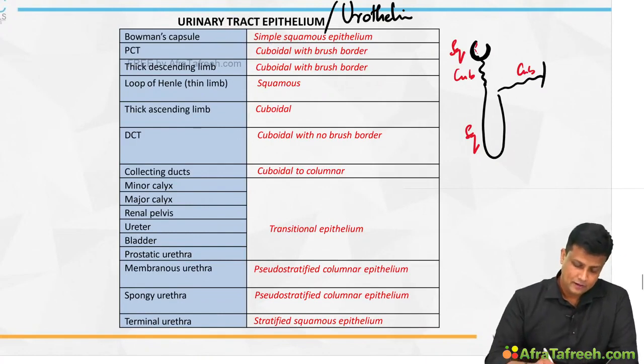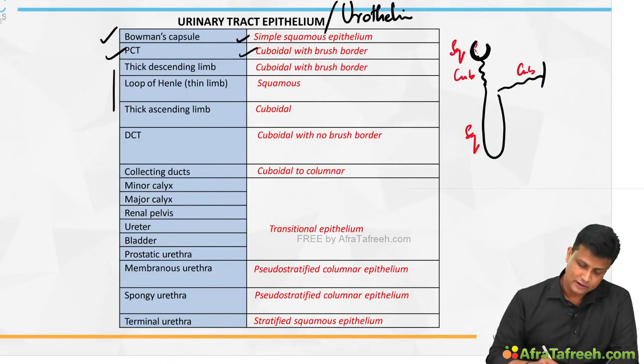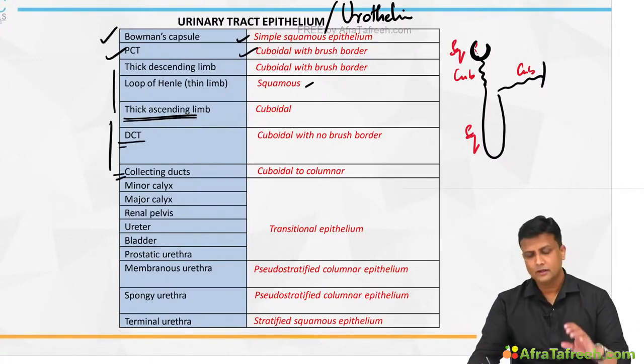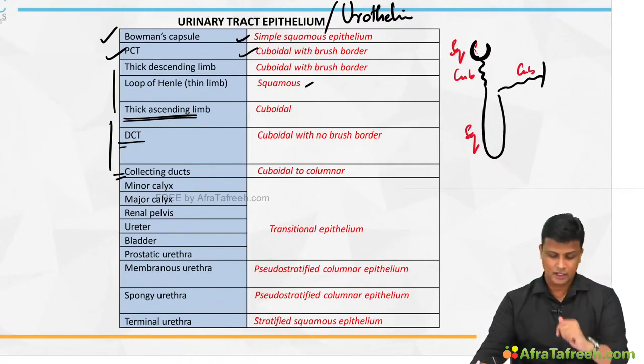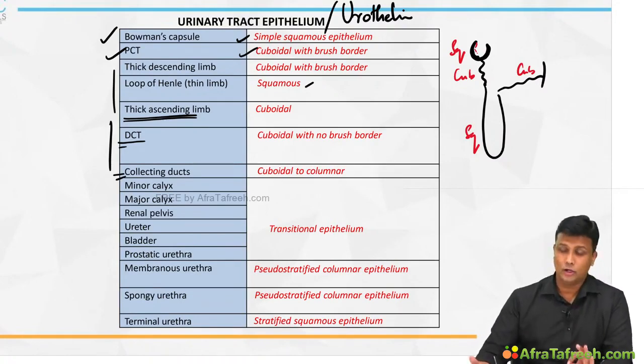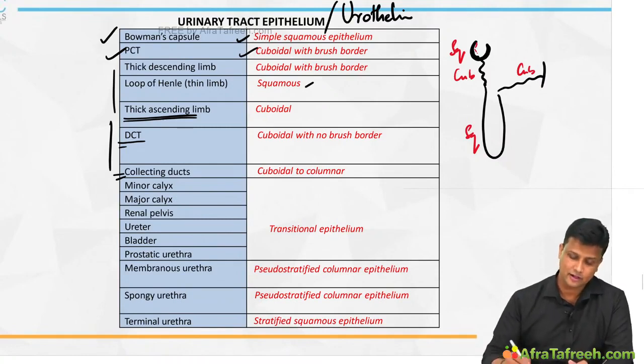So Bowman's capsule will be squamous, and then PCT will again be cuboidal. Whereas loop of Henle, the descending limb and all, there you will have squamous only, but when it comes to the thick ascending limb, DCT and the collecting duct, everywhere it is cuboidal only. So Bowman's capsule squamous, PCT cuboidal, loop of Henle squamous, then DCT and collecting duct cuboidal, guys. Then from there on, the characteristic epithelium present in the excretory system will be transitional epithelium.